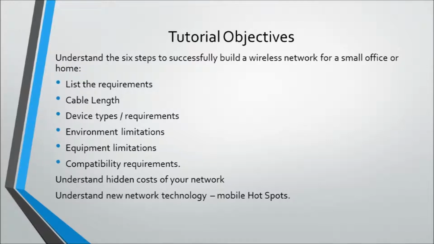In this tutorial, we will understand the 6 steps to successfully build a wireless network for a small home or office. We'll look at the list of requirements, cable length, device types and requirements, environmental limitations, equipment limitations, compatibility requirements, and understand some hidden costs of your network. We'll also look at new technology like mobile hotspot.